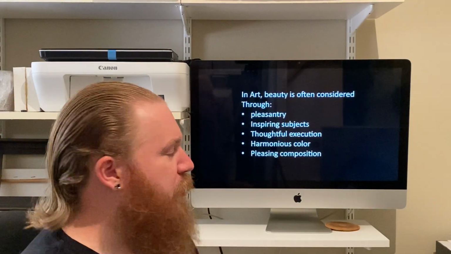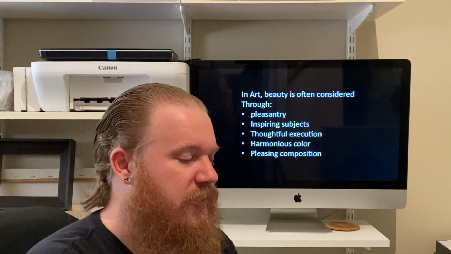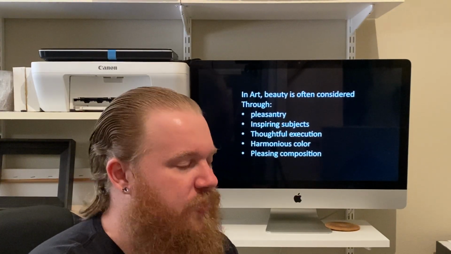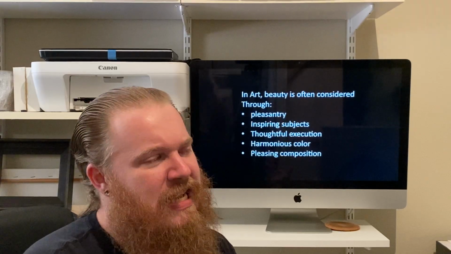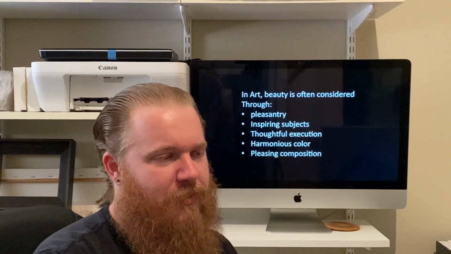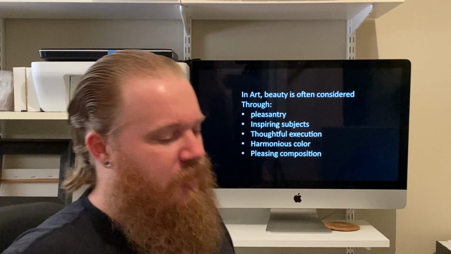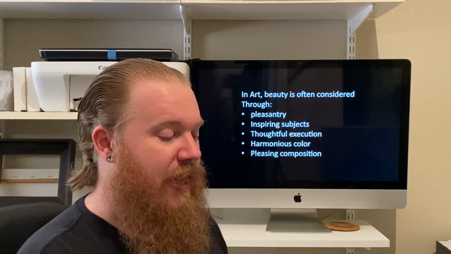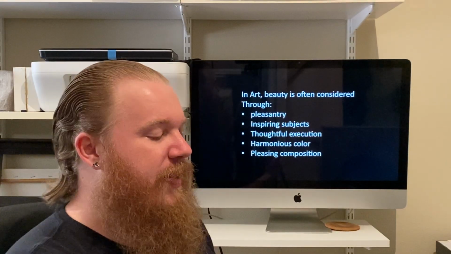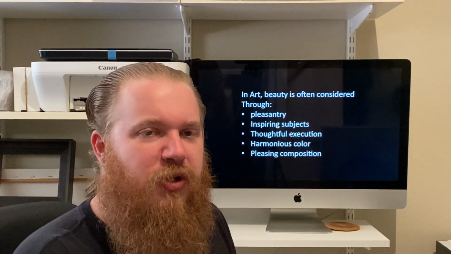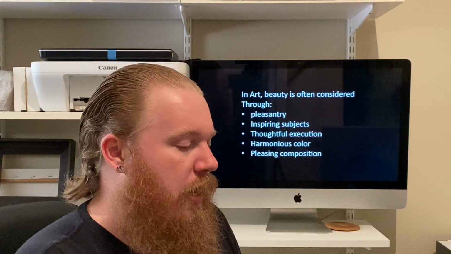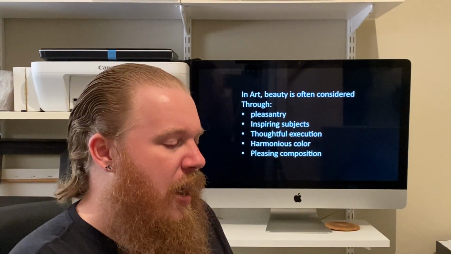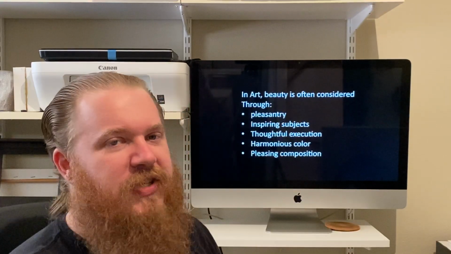So, in art, beauty is often considered through things like pleasantry, inspiring subjects. So, is it pleasing to look at? Does the subject matter give us something to contemplate or something to reinterpret the world with? Things like that. But also, is the work of art thoughtfully executed? Is it done well? Does it have good technique to it? Does it use things like harmonious colors?